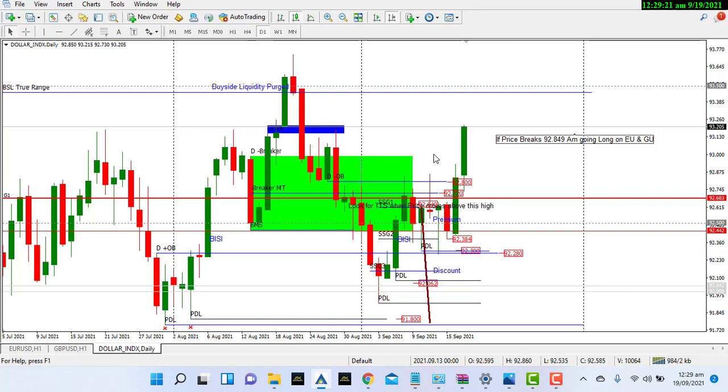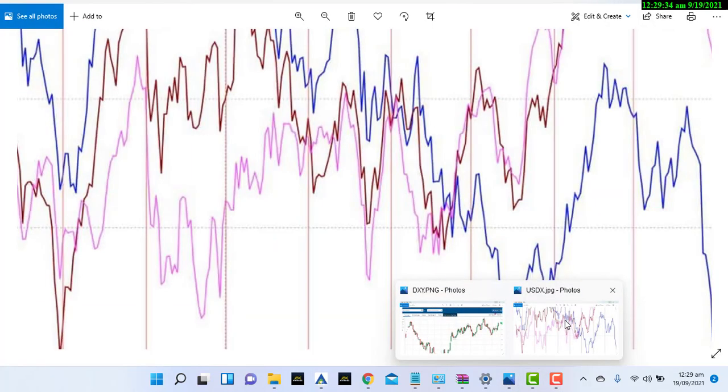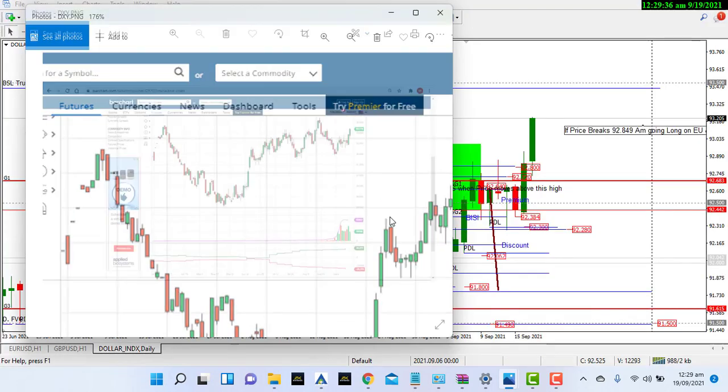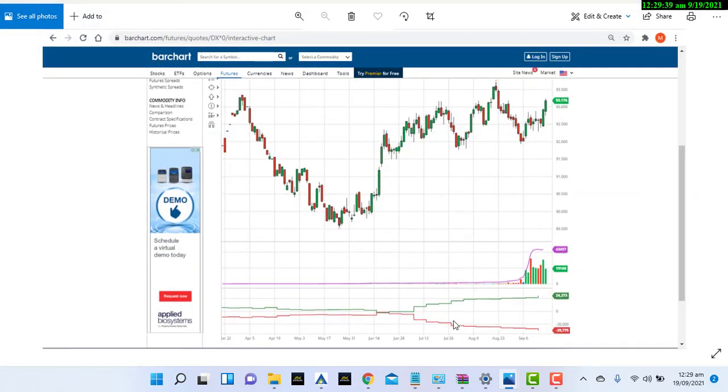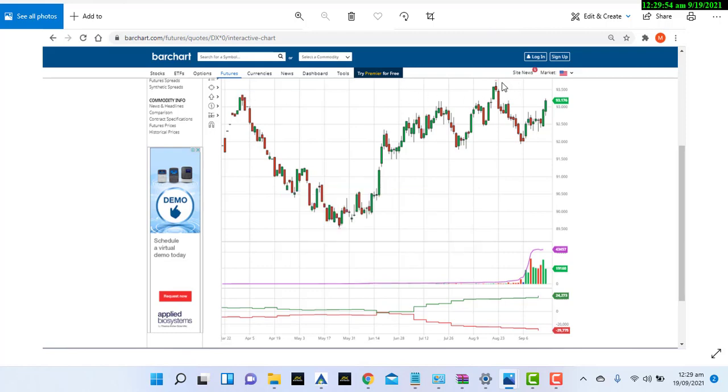And the reason why I'm saying this, I'm going to tell you why. One is that if you take a look at the commercials' stand on the dollar index, the commercials are actually bearish. They've been bearish for about 3 months now. And our sell side liquidity at this area has been taken out over here.